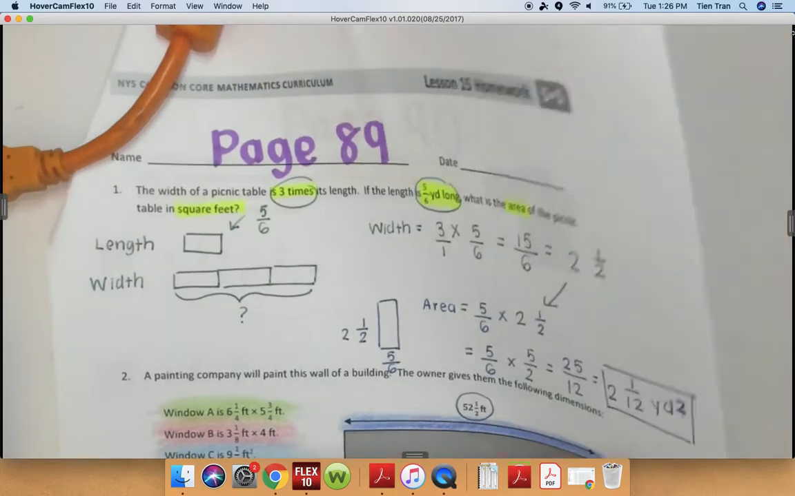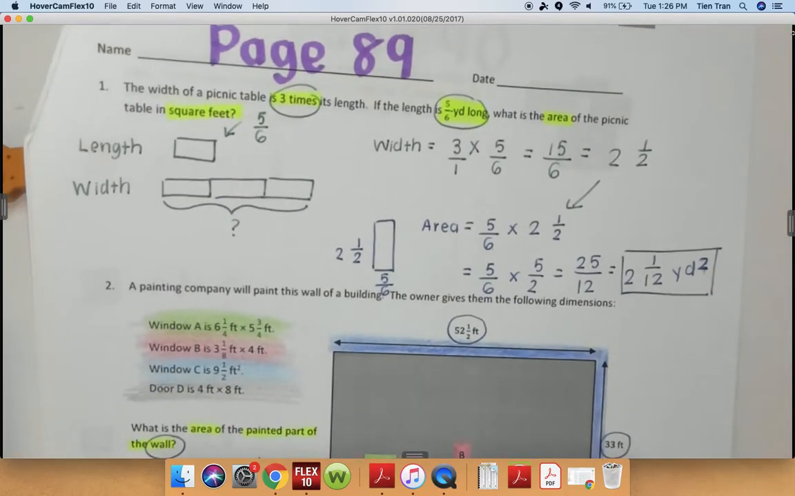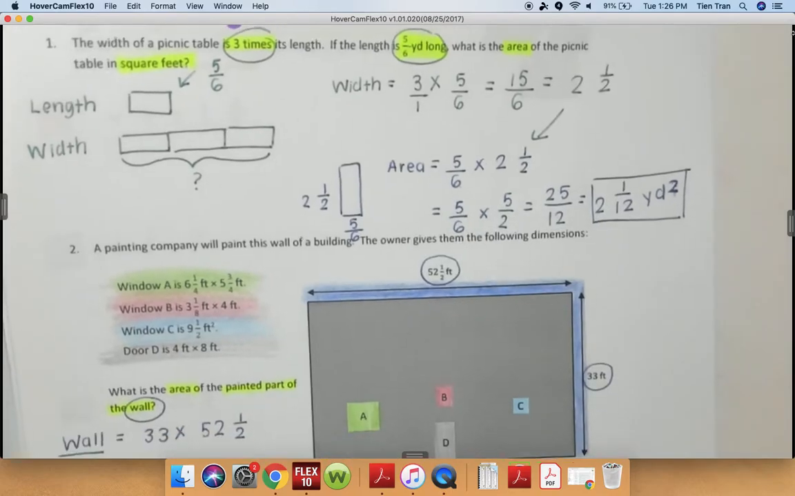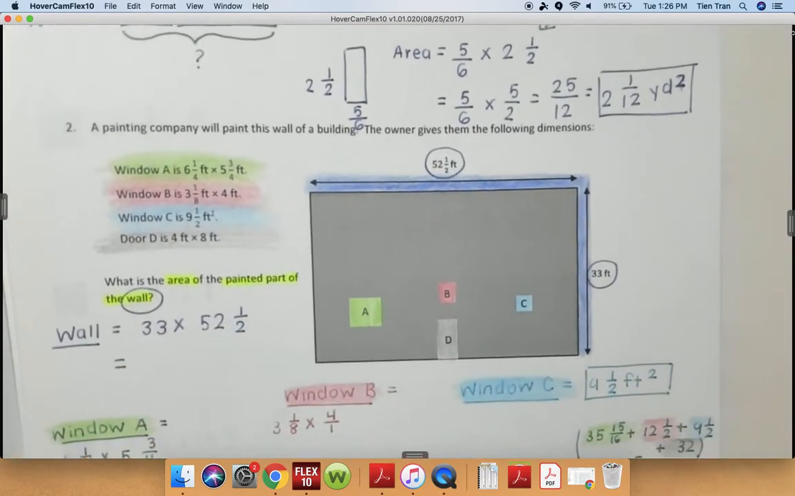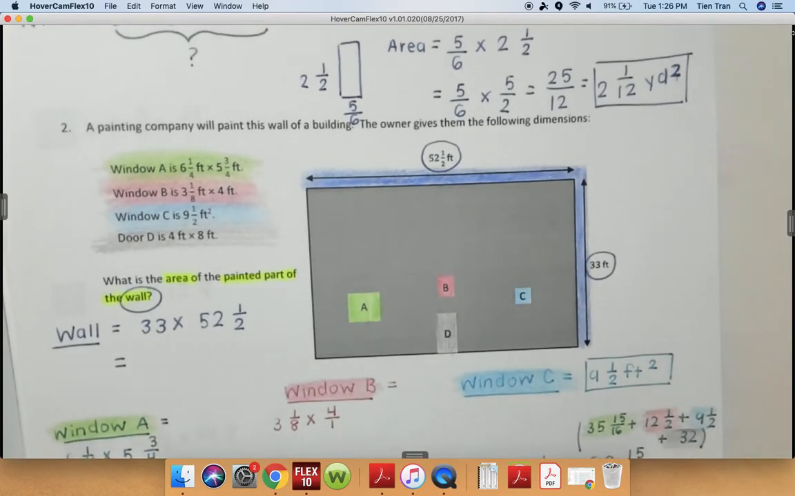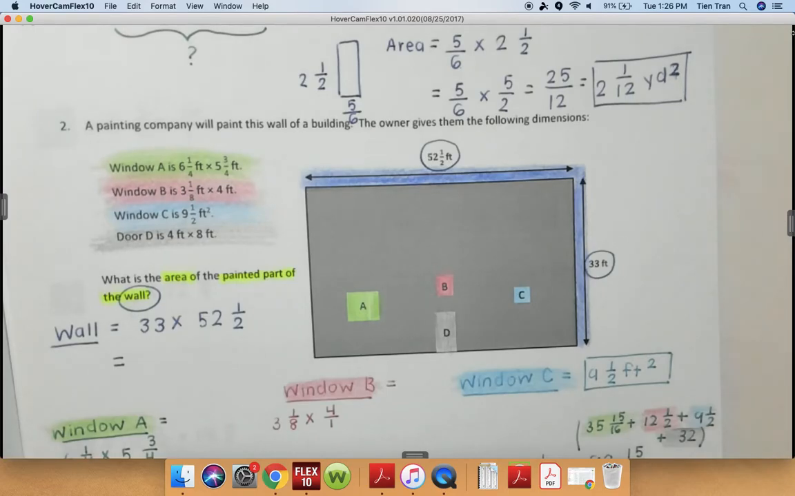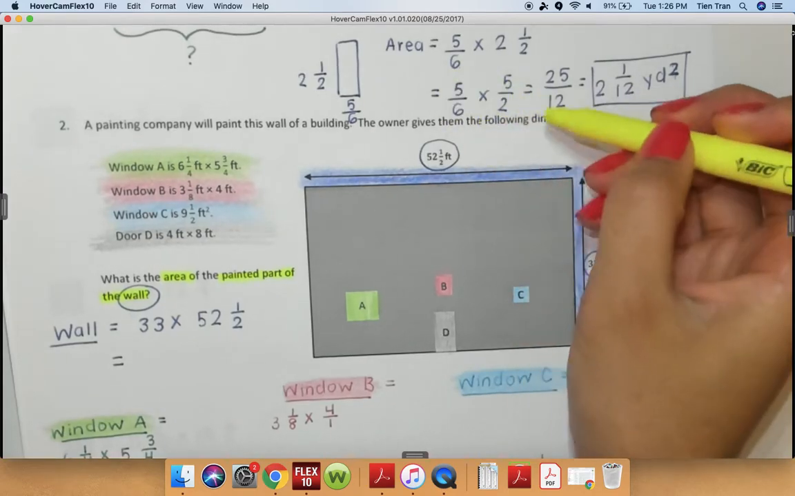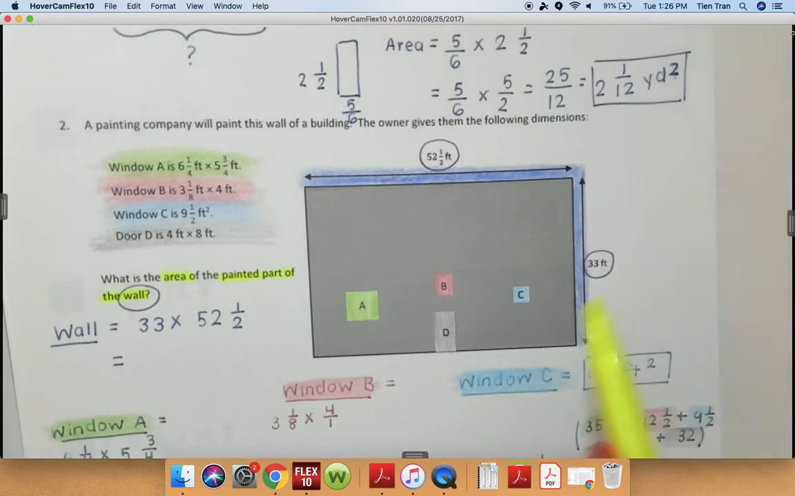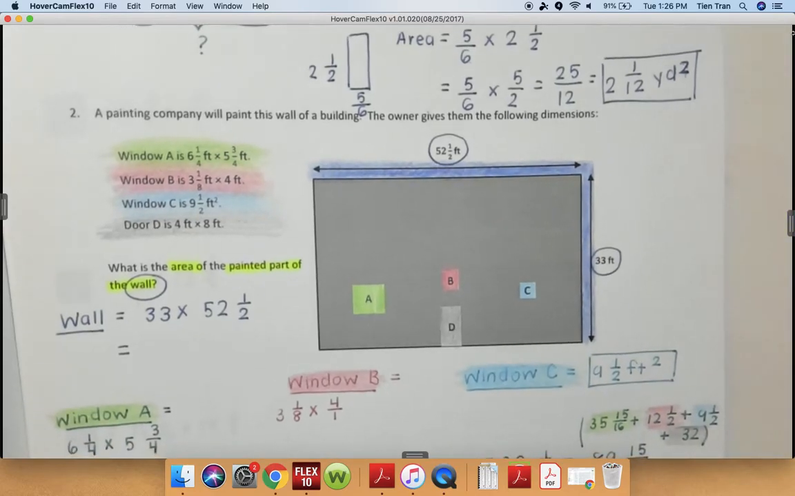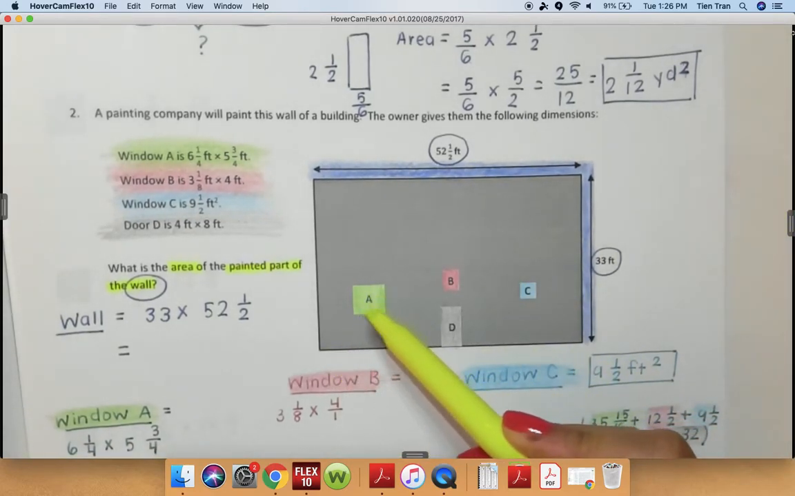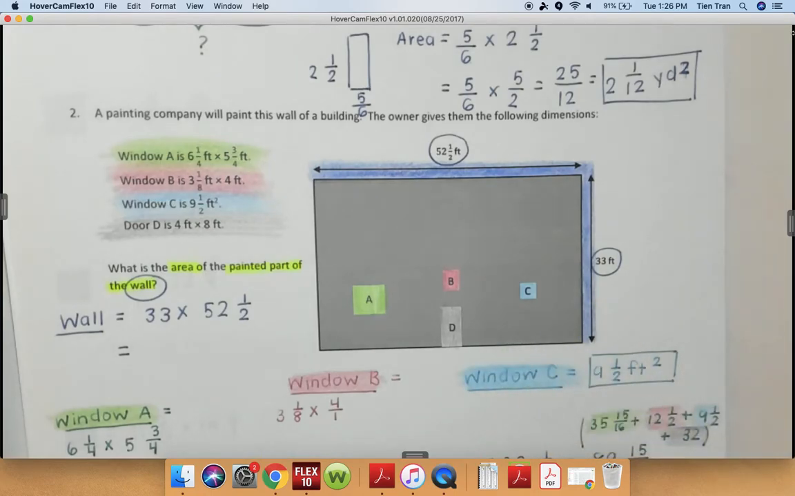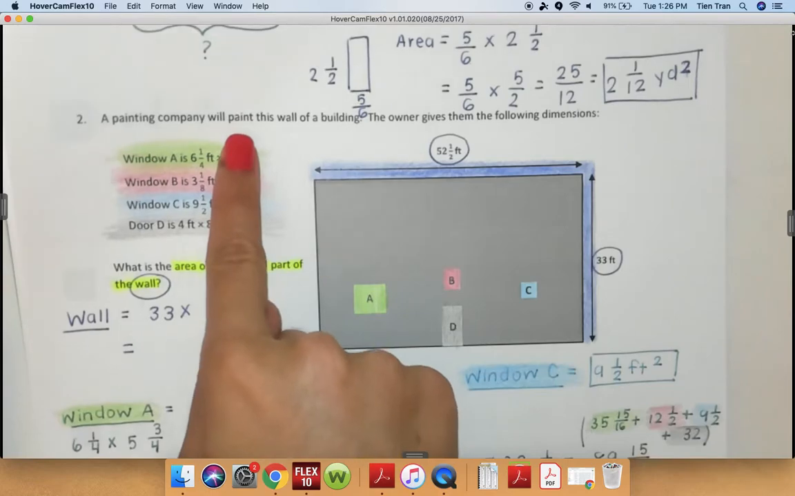Okay. Now the next problem is one of the longer problems with multi-steps that I was talking about earlier. So number 2, a painting company will paint this wall of a building. The owner gives them the following dimensions. So they give them all the measurements, but if you notice, we need to make sure we're subtracting A, B, C, and D because he's not asking us to paint those areas. So this is your key right here.